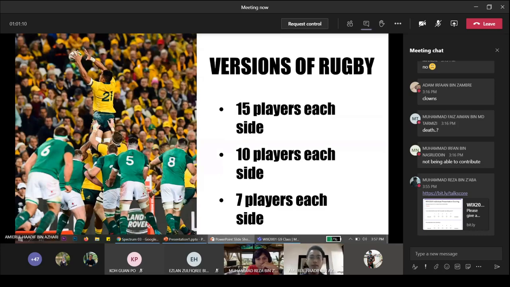So there are three versions of playing rugby. The first one is 15 players each side. Next is 10 players each side, and the last one is 7 players each side. For the 15 player side, you could have 7 substitutes on the bench, while for the 10 side and the 7 side, you could have 5 players on the substitute bench.